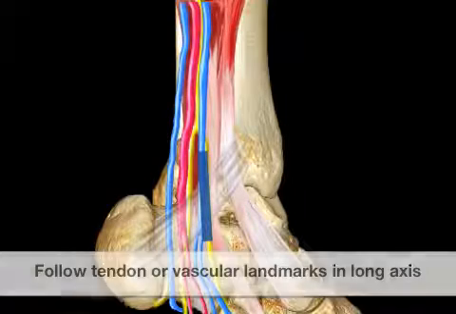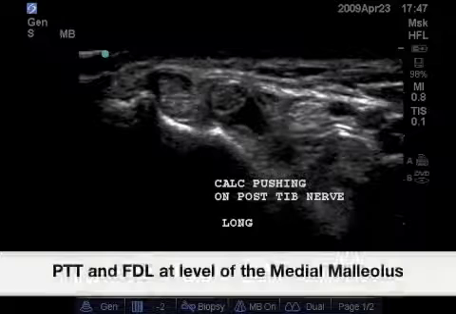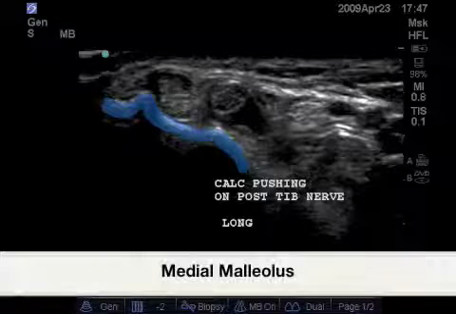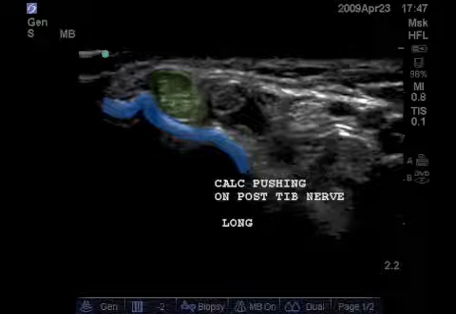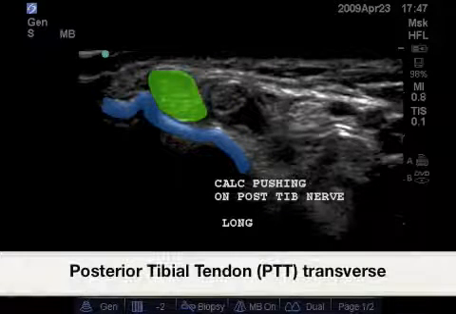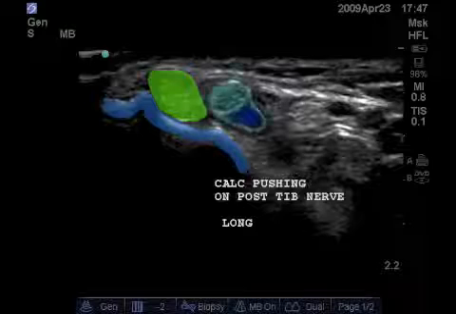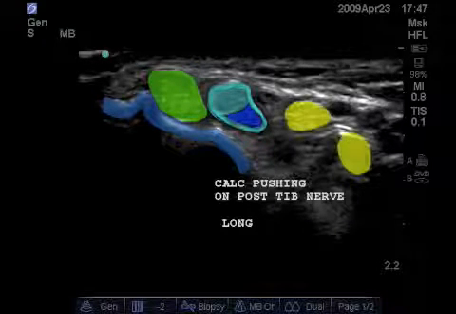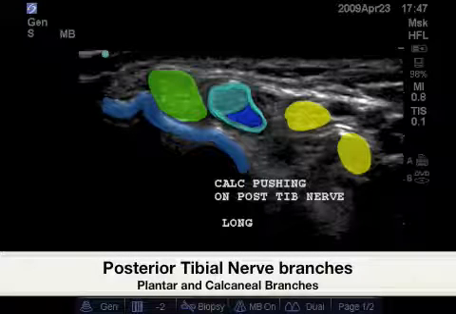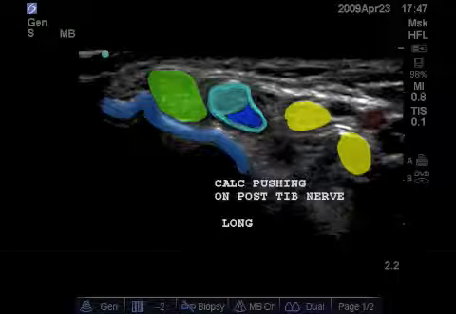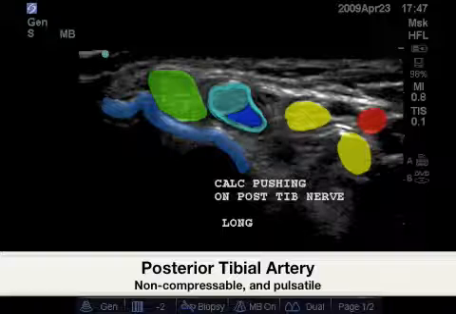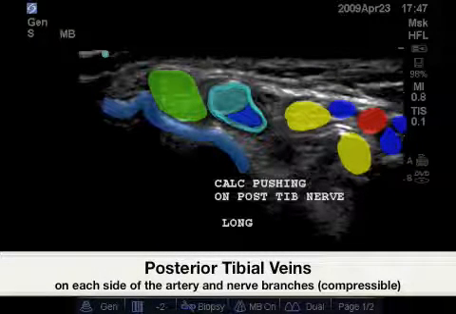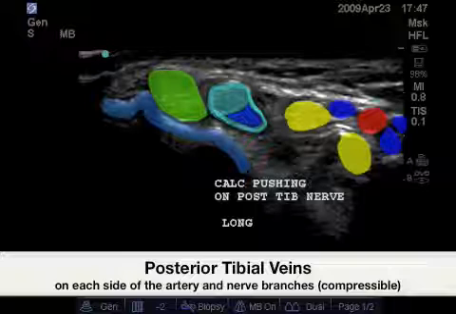Here's a corresponding transverse image at the level of the blue highlighted medial malleolus. We see a green posterior tibial tendon highlighted, followed by the flexor digitorum longus with a normal physiologic amount of fluid here in blue. Highlighted are the yellow posterior tibial nerve and the red posterior tibial artery, surrounded by these posterior tibial veins, which are easily identifiable by compression and utilization of Doppler.